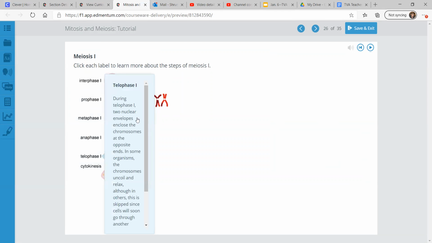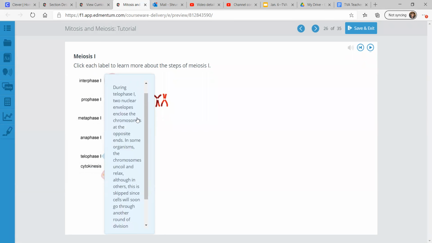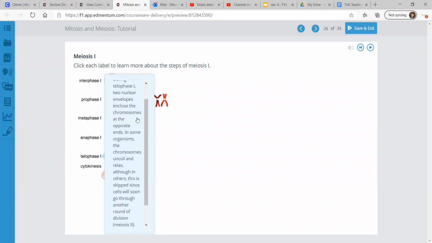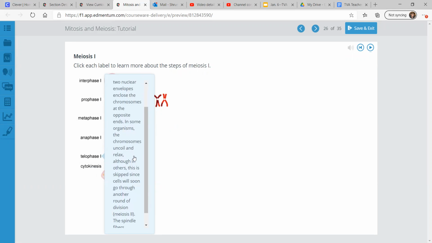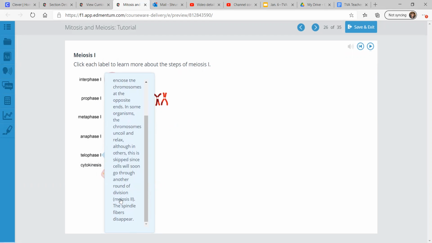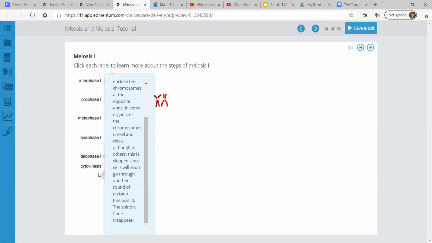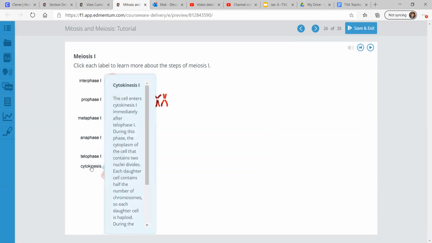Then you have telophase 1. And here we have 2 nuclear envelopes enclosing the chromosomes at the opposite ends. And in some organisms, the chromosomes uncoil and relax. Although in others, this is skipped since cells will soon go through another round of division, meiosis 2. The spindle fibers disappear.